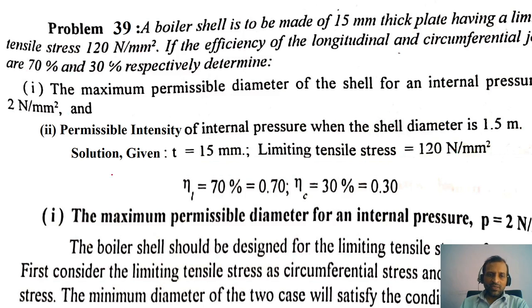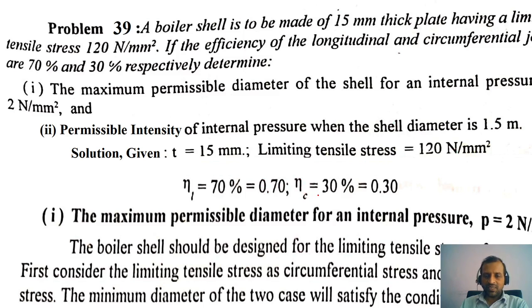Before taking the first case, write down the given data in the problem. T is equal to 15 mm, the thickness given in the problem. The limiting tensile stress is 120 Newton per mm square. Eta L is the efficiency in the longitudinal direction, that is the rivet efficiency, which is 70%, so we can write it as 0.7. And this is the circumferential efficiency of the rivets.